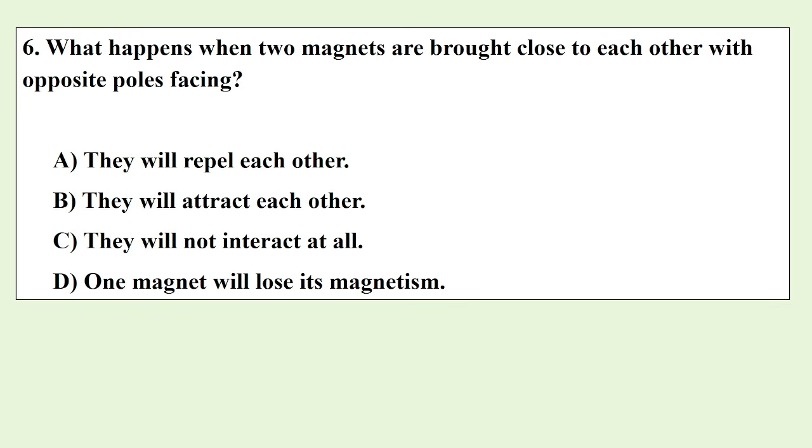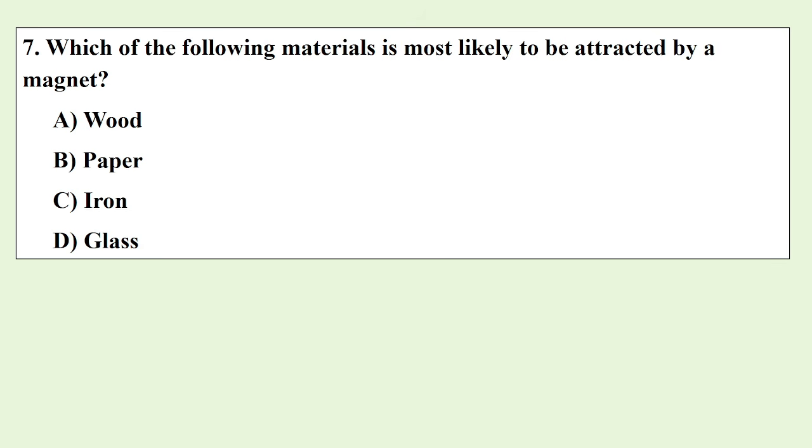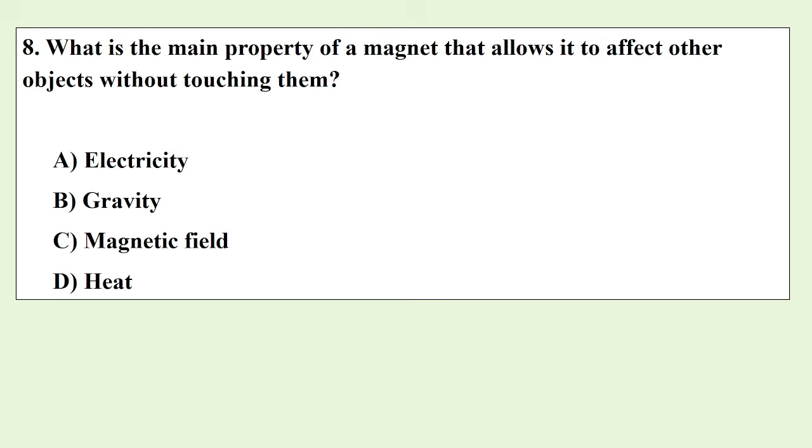Number 6. What happens when two magnets are brought close to each other with opposite poles facing? Number 7. Which of the following materials is most likely to be attracted by a magnet? Number 8. What is the main property of a magnet that allows it to affect other objects without touching them?